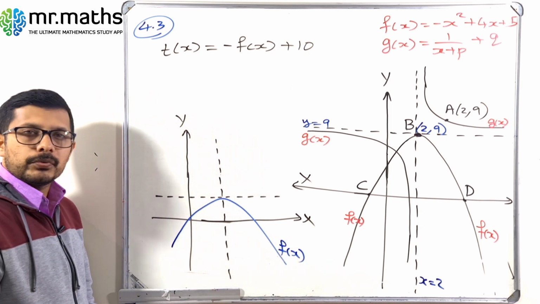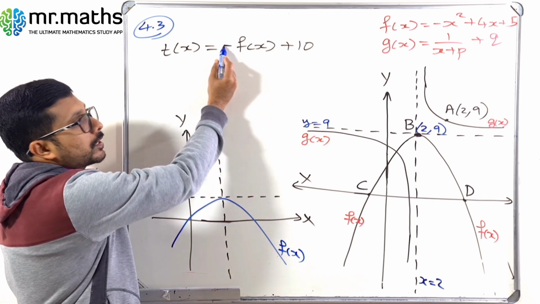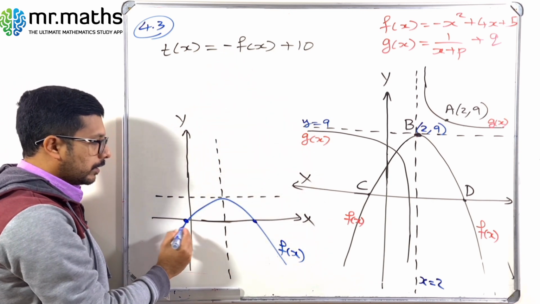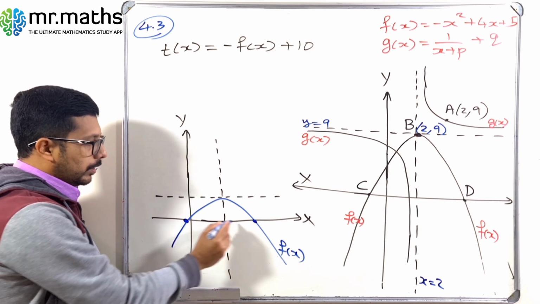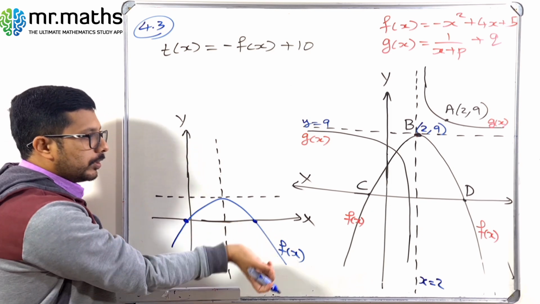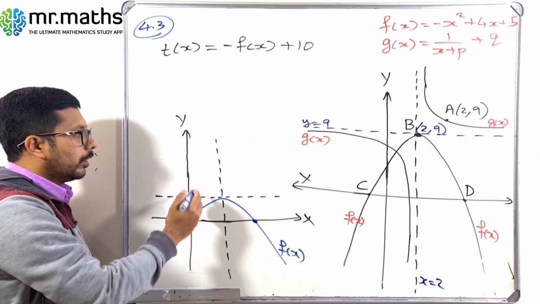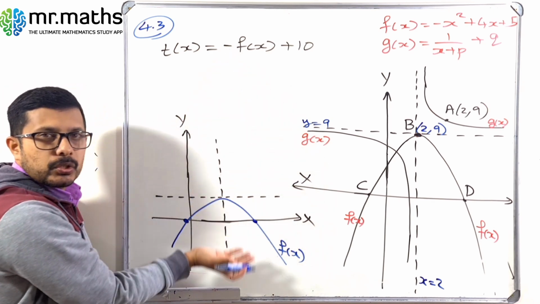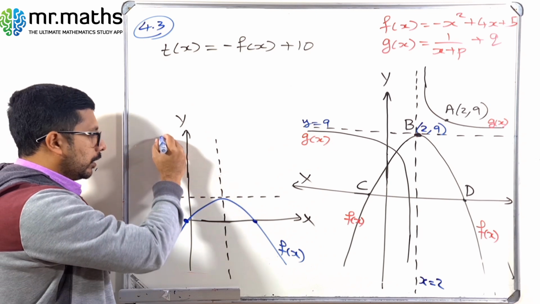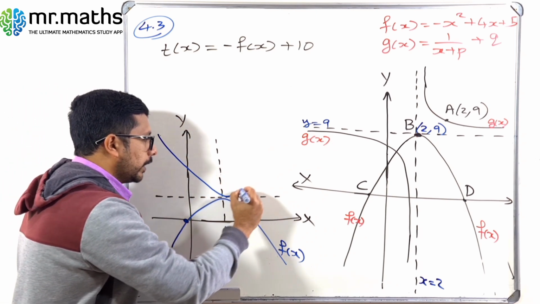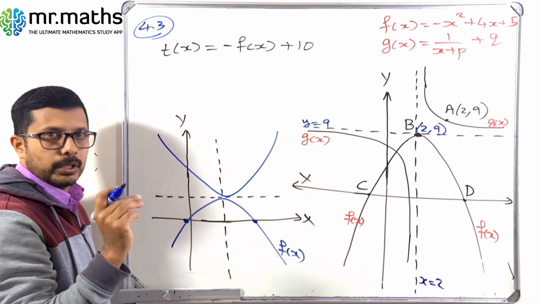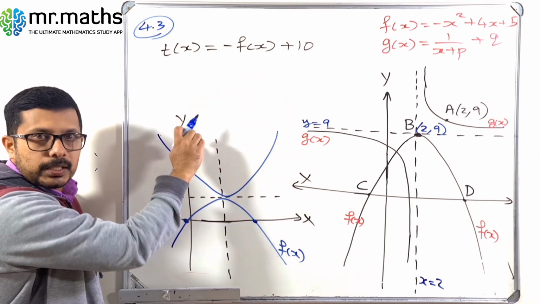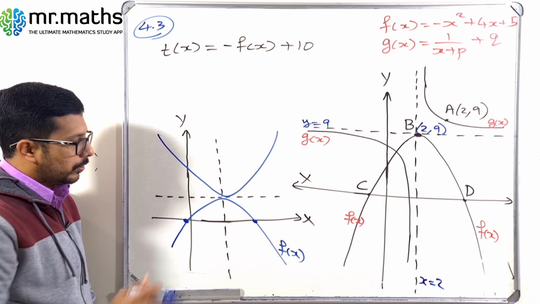So when this graph is reflected, minus means based on the x-axis, this is not 0. Based on this point the graph will turn upside down. Am I right? Now the new graph, based on this minus, means reflection based on the x-axis. So now the new graph looks like this. I'm sorry, not this one.